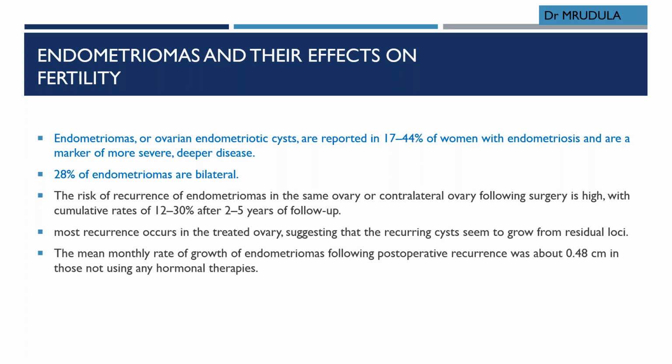The risk of recurrence of endometriomas in the same ovary or the other ovary following surgery is high. The cumulative recurrence rate is 12 to 30% at 2 to 5 years of follow-up. Most recurrences occur in the same ovary, that is, the ovary which has undergone cystectomy, so it suggests that the cyst will grow from the residual loci of endometriotic foci. The mean rate of growth of endometriomas following post-operative recurrence is about 0.48 centimeters in women who are not using any hormonal therapies. So the growth rate is 0.48 centimeter per year.